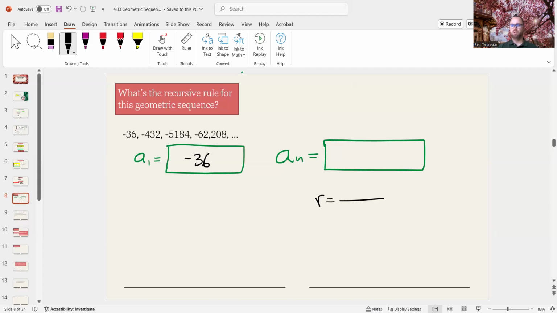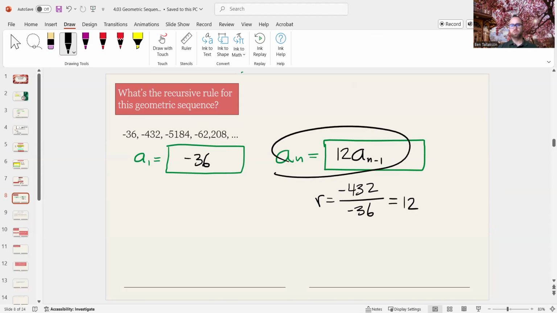R equals, we're getting some bigger numbers, right? You can already start to see how it's not so easy to always figure out what the common ratio is, right? If you divide these out, you will get 12. So R is 12. So we get 12 times a sub n minus 1. So what's the recursive rule? A sub n equals this when a sub 1 is that. We just wrote it a slightly different way.